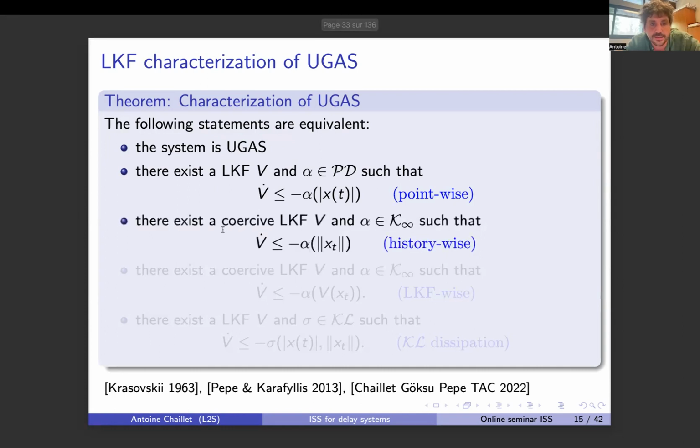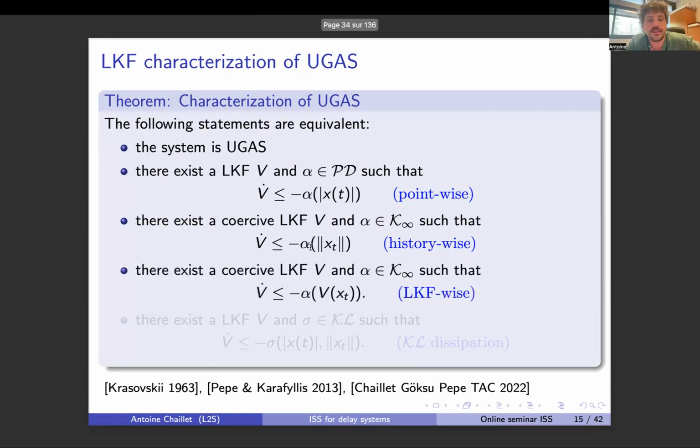But what is nice also is that when you have U-GAS, you can also be sure that there is a coercive Lyapunov-Krasovskii functional and alpha now of class K infinity that dissipates in terms of the whole history norm. So this is very powerful for further robustness analysis, but would be very hard to get starting from a classical Lyapunov-Krasovskii functional. So it's mostly used as a converse part, okay? This is also equivalent to requiring that there exists a coercive Lyapunov-Krasovskii functional that dissipates LKF-wise, meaning that the dissipation rates involve the Lyapunov functional itself, V.